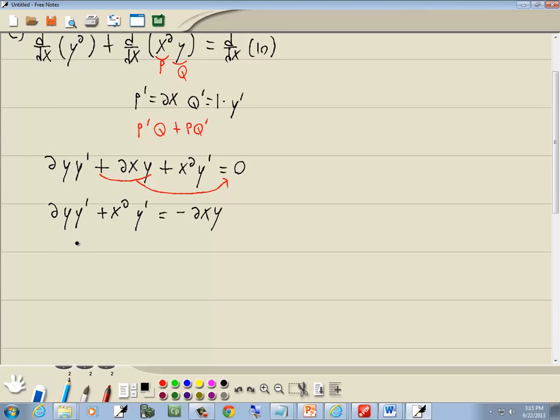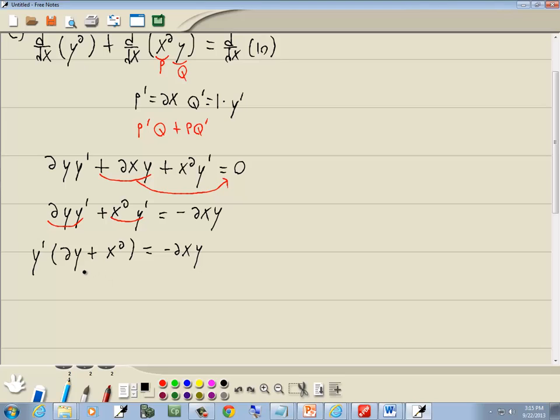Step 4, if y prime is in 2 or more pieces, pieces separated by pluses and minuses, sometimes they may be terms, sometimes they don't have to be terms, but this is in 2 separate pieces. It's in this piece right here, and it's in this piece, separated by plus. So we'll factor out a y prime. And that gives us y prime times (2y plus x squared) equals negative 2xy.